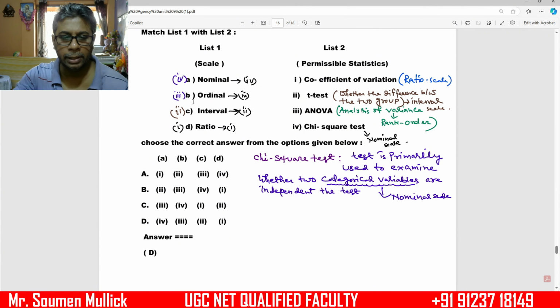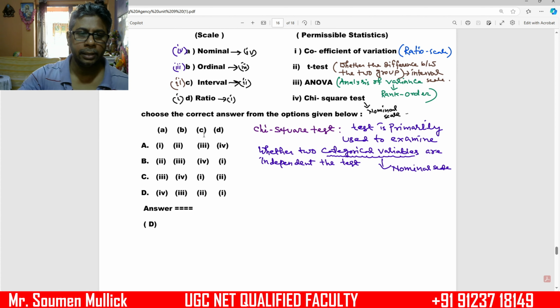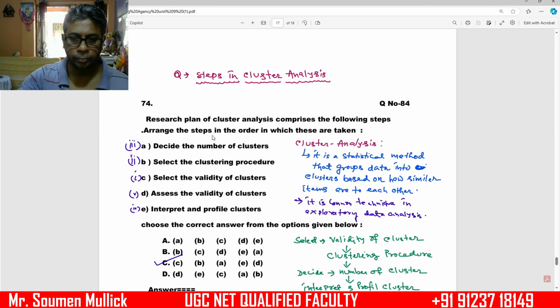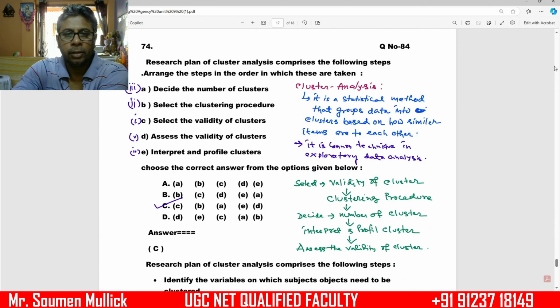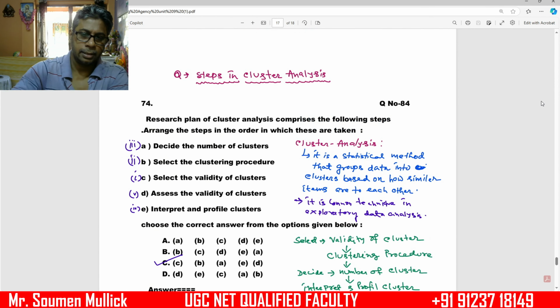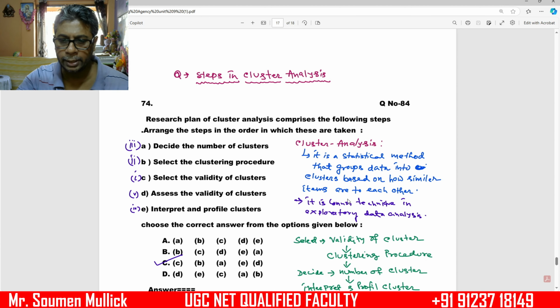Next, select the cluster procedure. Next, decide the number of clusters. Next, interpret and profile the clusters, and finally assess the validity of the clusters. So option number C is the correct one.